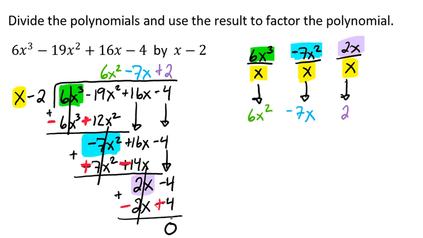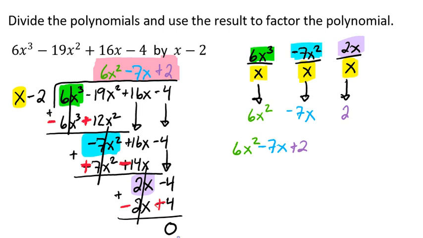So there aren't even any citizens left. All the leaders are gone and all the citizens are gone. And our answer is going to be this top piece here. So our answer is this piece right here. Okay, so that's going to be 6x squared minus 7x plus 2. And because there were no citizens left, no remainders, then we can just work with this.